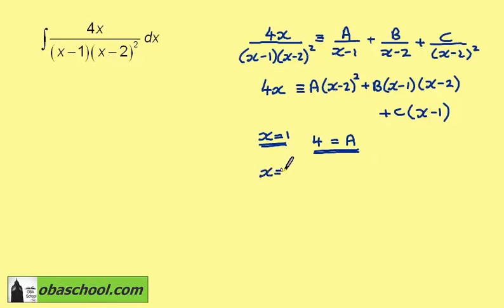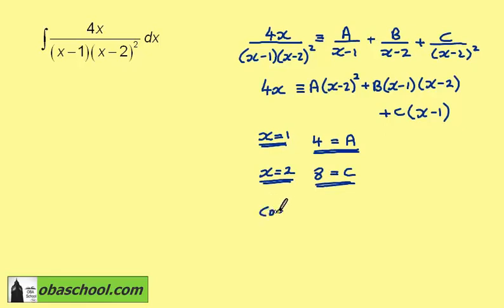If we now take x equal to 2, that will make this term disappear because of the 2 minus 2 being 0, and this term as well. 4 2's are 8. 2 take away 1 is 1, so C is 8.